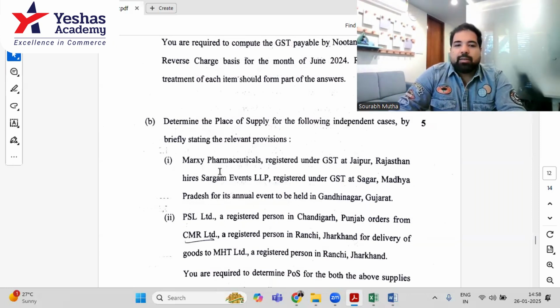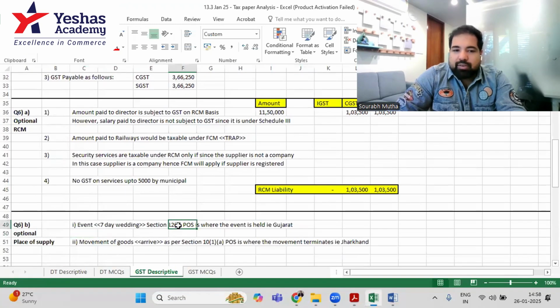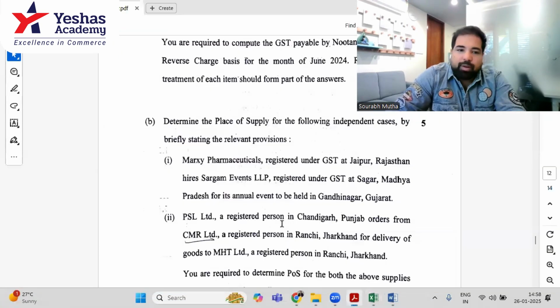So this is the case, but this is B2B. Maxi Pharmaceuticals is registered for GST at Jaipur, but here we don't have to see that. So wherever the event is held, the event is held in Gujarat. So that is the place of supply. This is a Gujarat event, section 12.7. Event is held in Gujarat. So that is the place of supply.